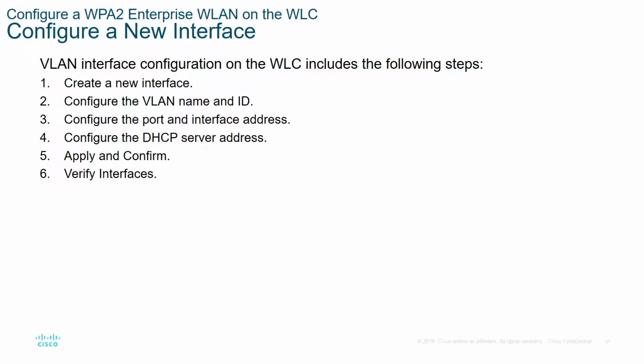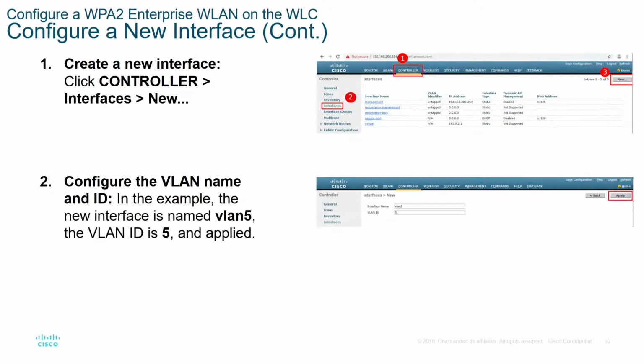Configure a new interface. VLAN interface configuration on the wireless LAN controller includes the following steps: create a new interface, configure the VLAN name and ID, configure the port and interface address, configure the DHCP server address, apply and confirm, and verify interfaces. Creating a new interface. Click on Controller, Interfaces, and then New. You can configure the VLAN name and ID. In this example, the new interface is named VLAN 5, the VLAN ID is 5, and it is applied.